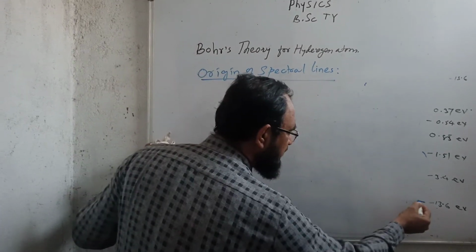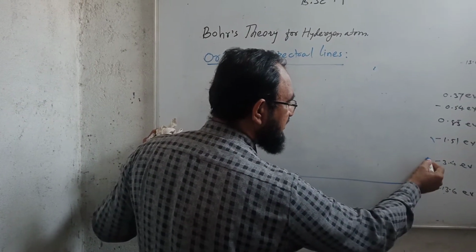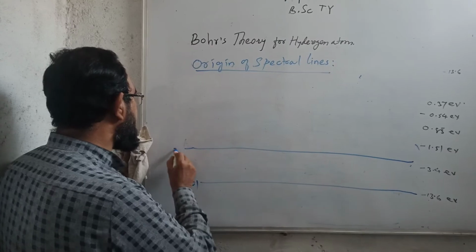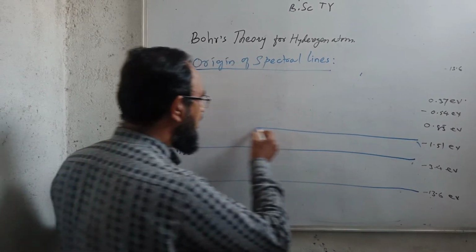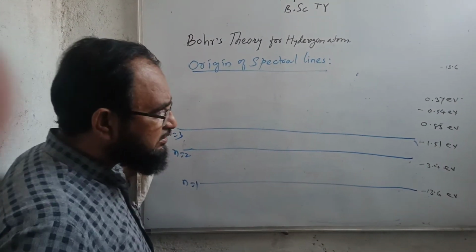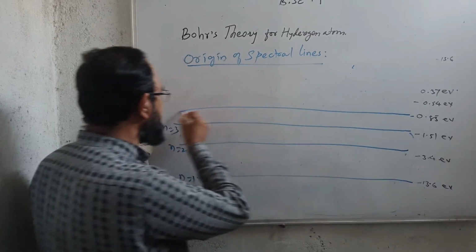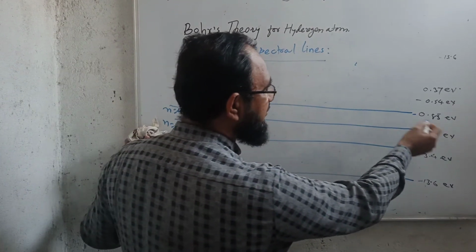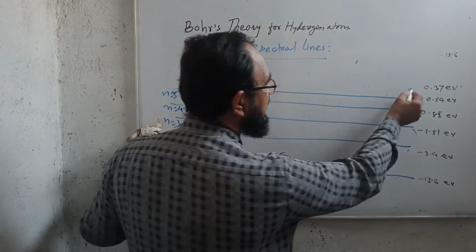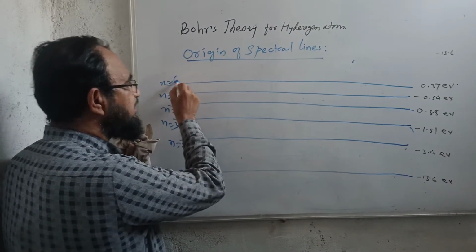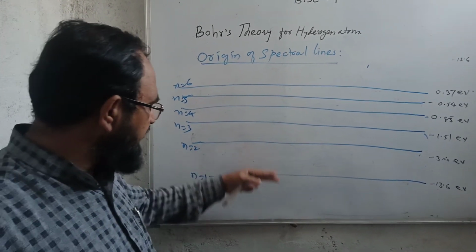So here is the ground state, n equal to 1, having the energy minus 13.6 electron volt. Then second orbit, n equal to 2, having the energy minus 3.4 electron volt. Now here is n equal to 3, third orbit, energy minus 1.51 electron volt. Then here is the fourth orbit, n equal to 4, energy minus 0.85 electron volt. Then fifth orbit, energy minus 0.54 electron volt. Then sixth orbit, and energy is minus 0.37 electron volt.